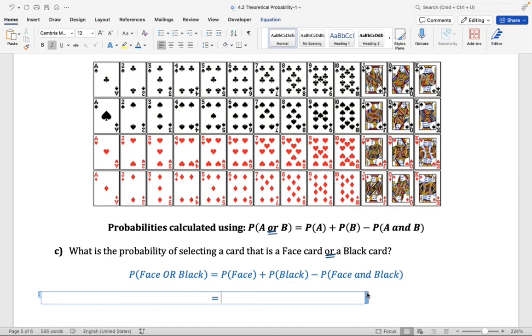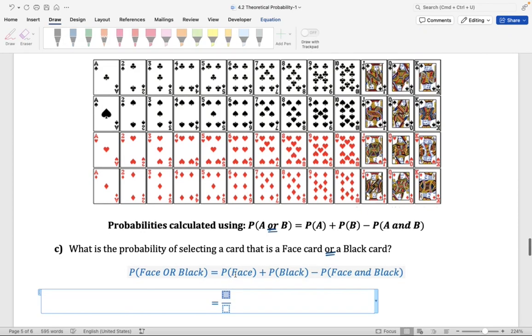Let's start by computing the probability of selecting a face card. This is a probability that we computed earlier. We said we have 12 cards that have a face, so we're going to take 12 divided by 52. We have 52 cards in the sample space. Now, same thing with black. This is a probability that we computed before. We have 26 black cards, and we're going to divide by 52, which is the total number of outcomes in the sample space.